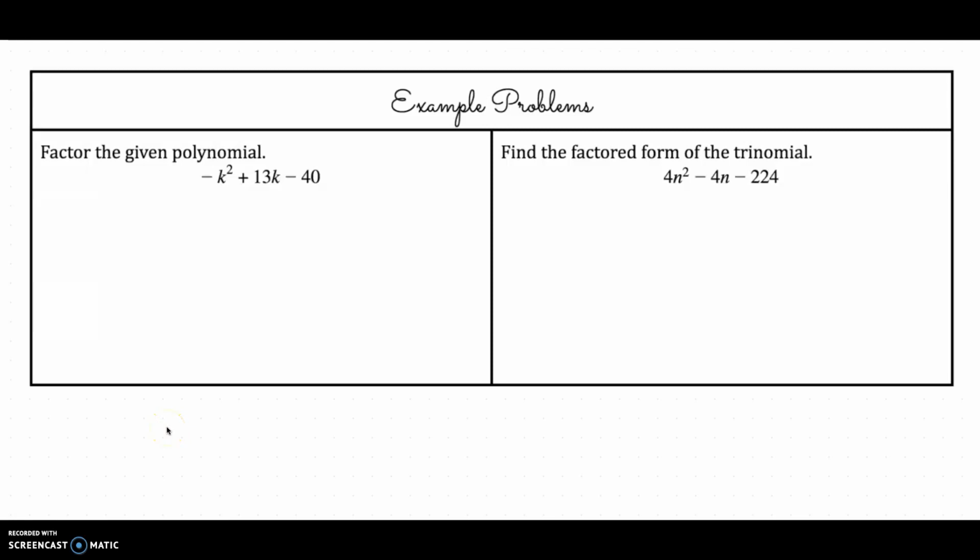In this video, we're going to go through 2 example problems of factoring to help you out on your practice. So the first one says factor the given polynomial. So we know that that means that I want to find my GCF and then follow the steps to be able to find the 2 numbers that multiply to C and add to B. So step 1 is to find my GCF.